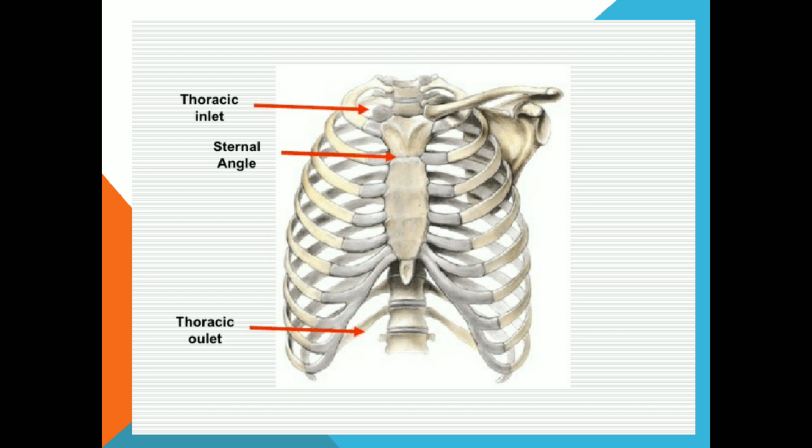How many ribs are there? There are 12 pairs of ribs in the human body. This is just to give you an idea of the topic I am discussing in today's class.